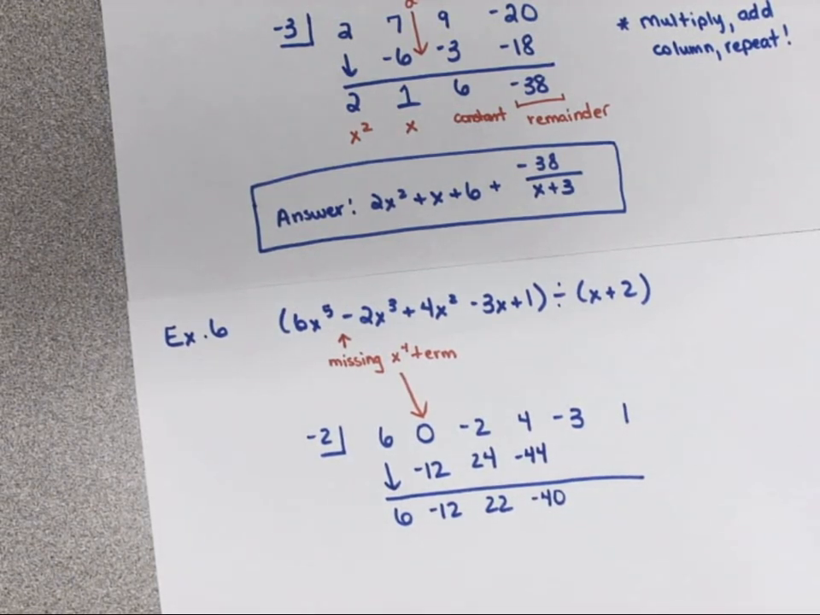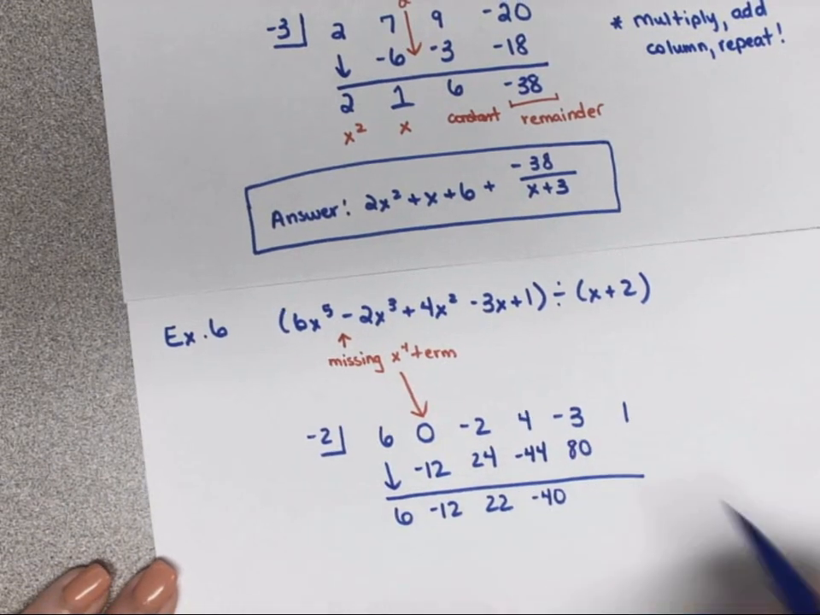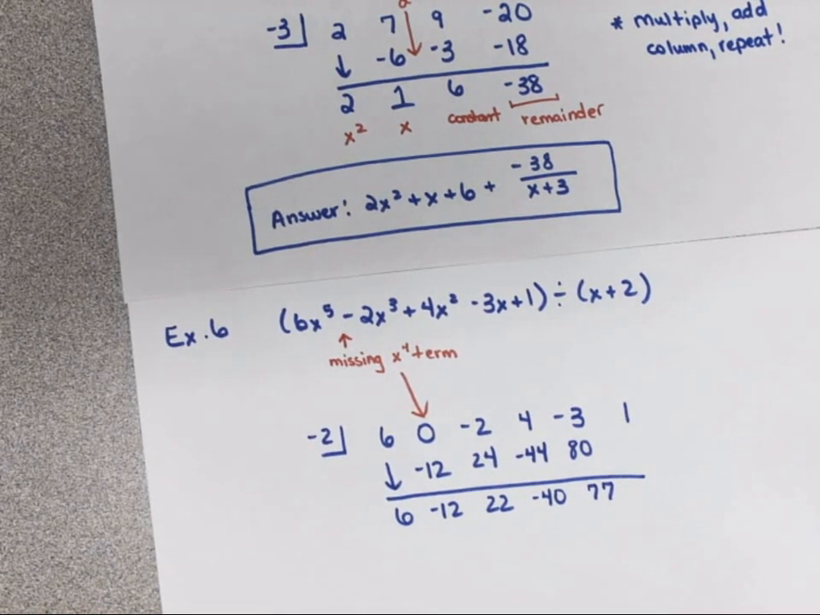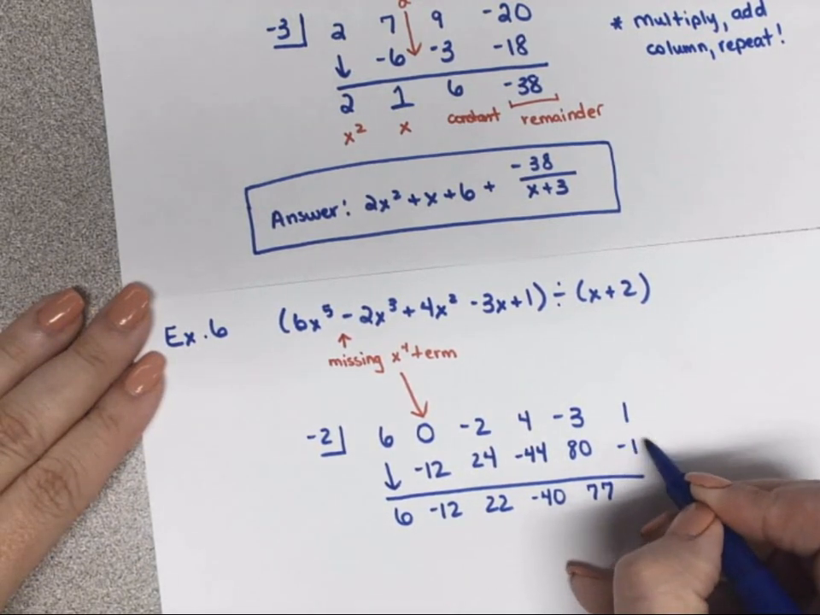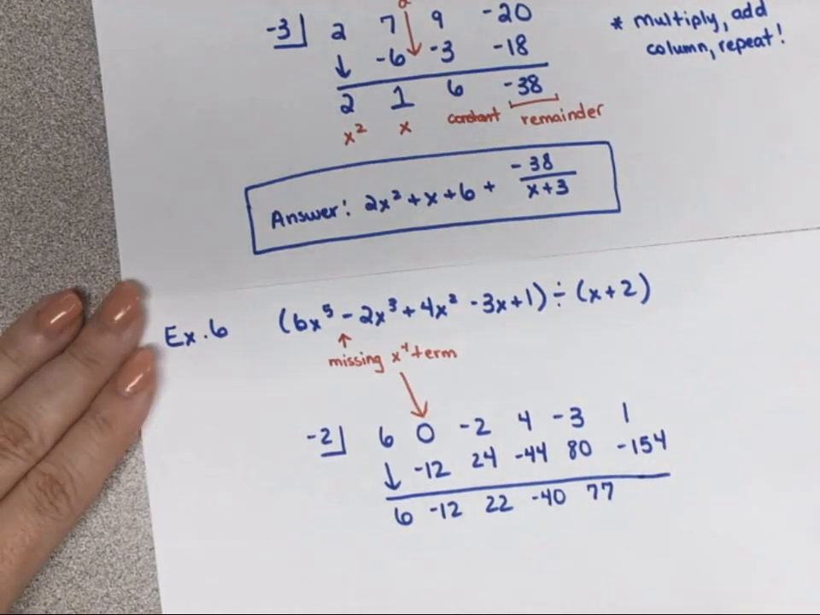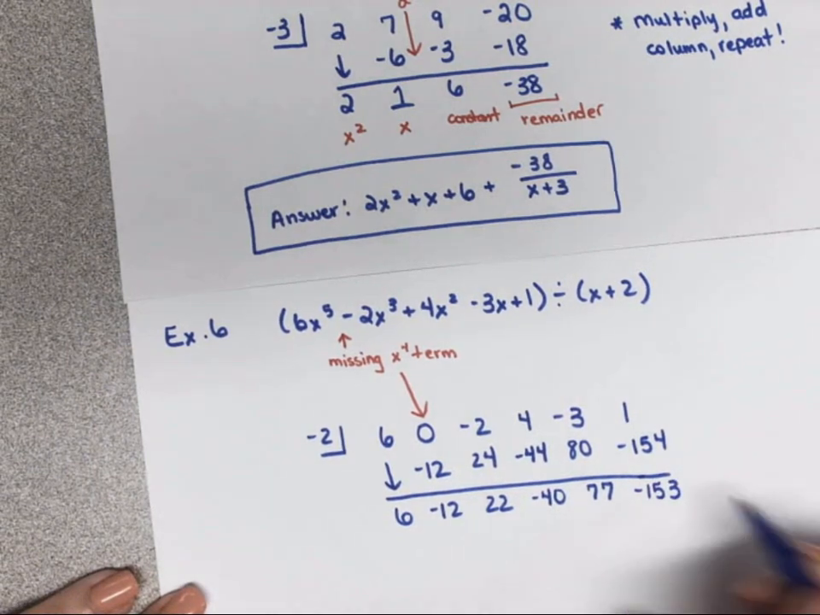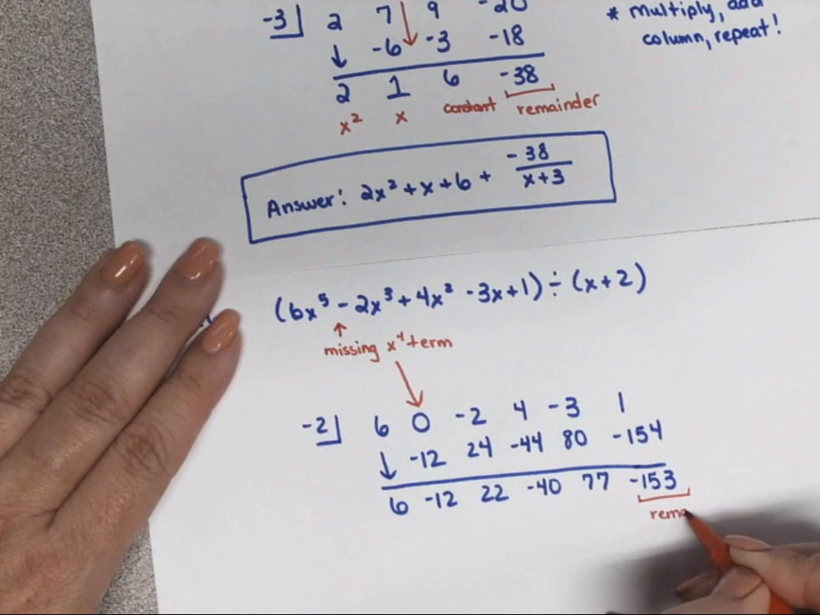If you need to pause and use your calculator for some of these multiplications, you can, but try to do it without because it'll be quicker that way. And then what's -4 times -2? Positive 80. If you add those, you get 77. So maybe we need a calculator for this one since the numbers are getting bigger and bigger, but 77 times -2 is actually -154. So what's going to go in the last spot then? -153, right? So what is this always? This is the remainder.